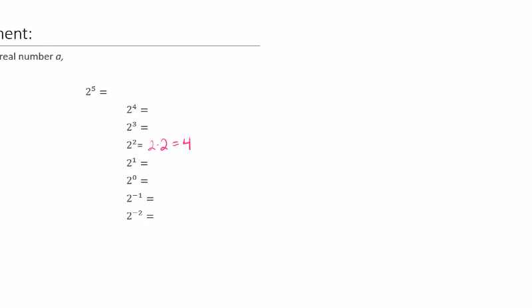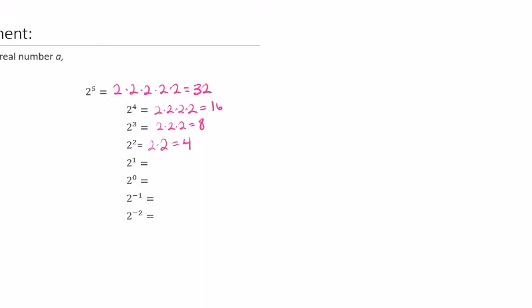Okay, 2 cubed is 2 times 2 times 2, so that equals 8, right? 2 to the 4th, product of 4 2's, so that equals 16. 2 to the 5th would be a product of 5 2's in expanded form, so that would equal 32, right?